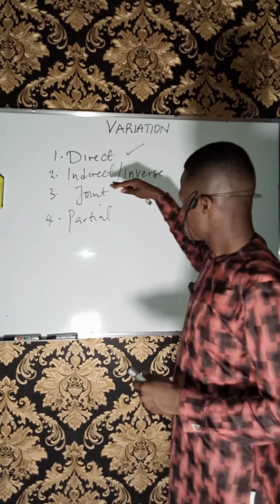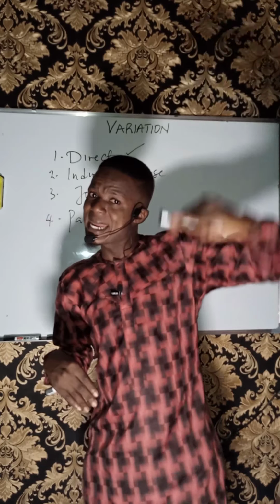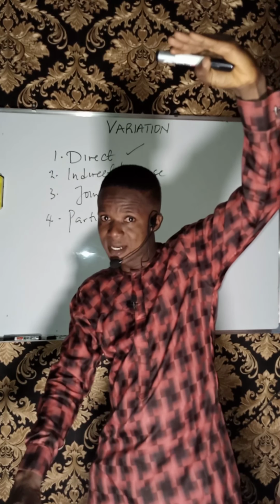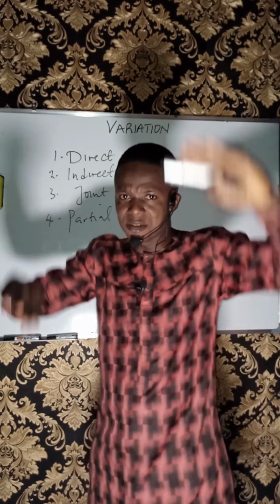Also, the indirect variation is just a kind of variation whereby an increase in one will cause a decrease in the other. They don't go hand in hand. And if you try to decrease the other one, it will do what? Increase. That is indirect or inverse. It goes like a swing.